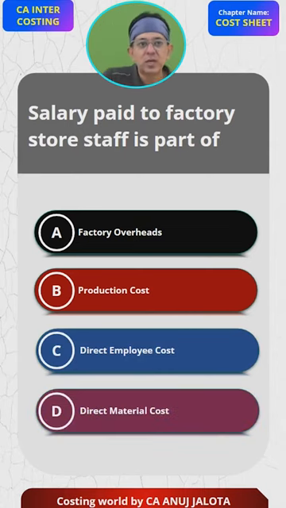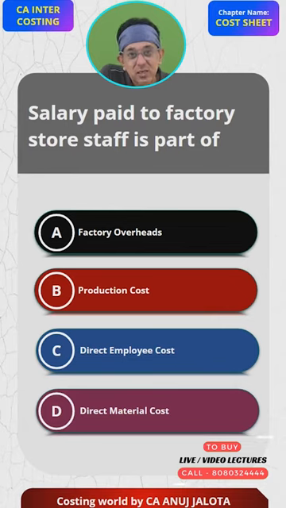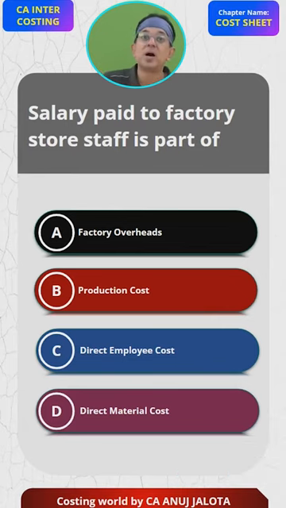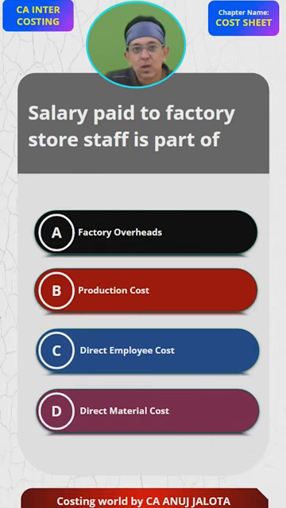Now, first of all, direct material cost cannot be the answer, because direct material cost is any cost that is incurred for the materials which form part of the product. Salary paid to the store staff is not incurred for materials. It is incurred for storing the material. So D is gone.